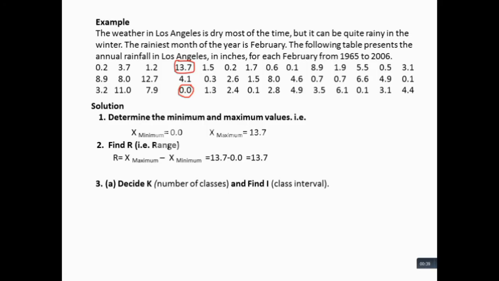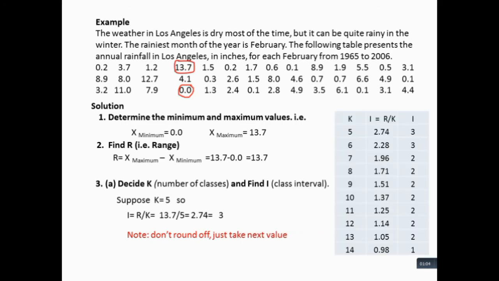In the third step, we decide the number of classes and then find the class interval. Suppose the number of classes is equal to 5 and our interval will become 2.74, but we will take the next higher value because we never round off the values, we take the next higher value. Students always face difficulty in this step when they decide the number of classes and find the class interval.